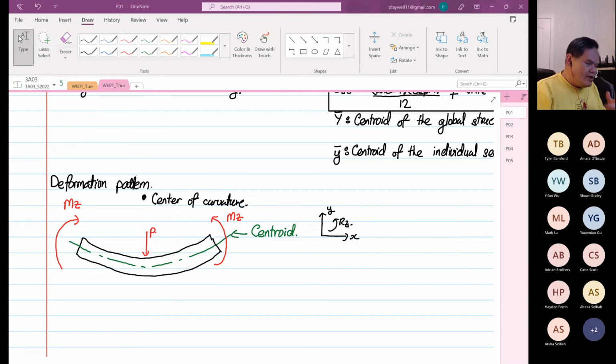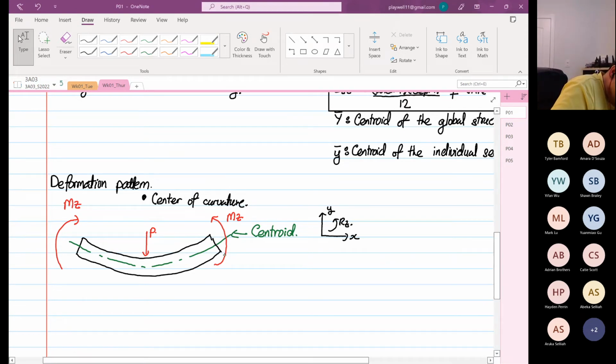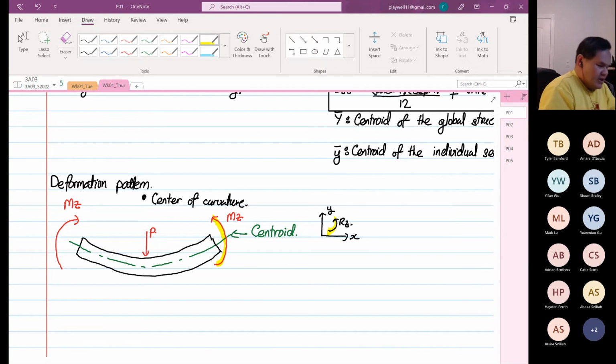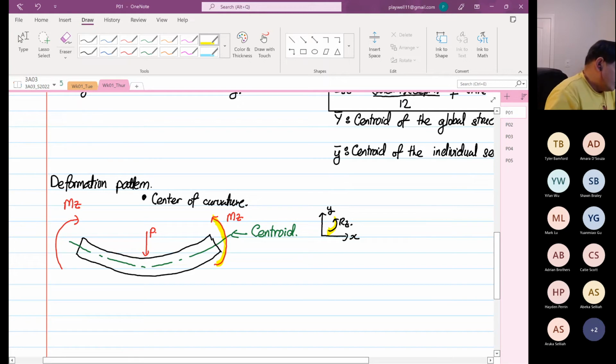Now you ask me, Eugene, why is it a moment about the Z-axis? I want you to focus on the curvature now. You can see the curvature that I'm highlighting in yellow, and the curvature of the rotation about Z. The curvature is in the same orientation, yes or no? So for that case, that is rotation about Z, about the Z-axis.